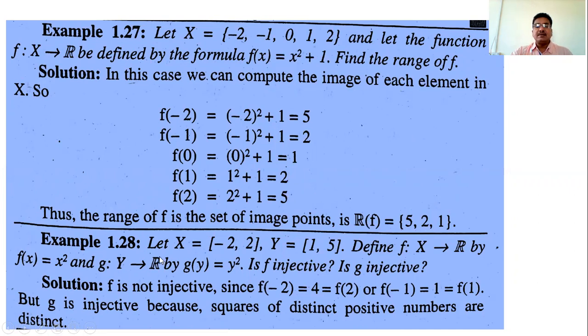So, next example: let x be the closed interval [-2, 2]. So what is the meaning of this interval? This interval from -2 to 2 contains all numbers that lie between -2 and 2. So how many numbers lie between -2 and 2? There are infinitely many numbers between -2 and 2.